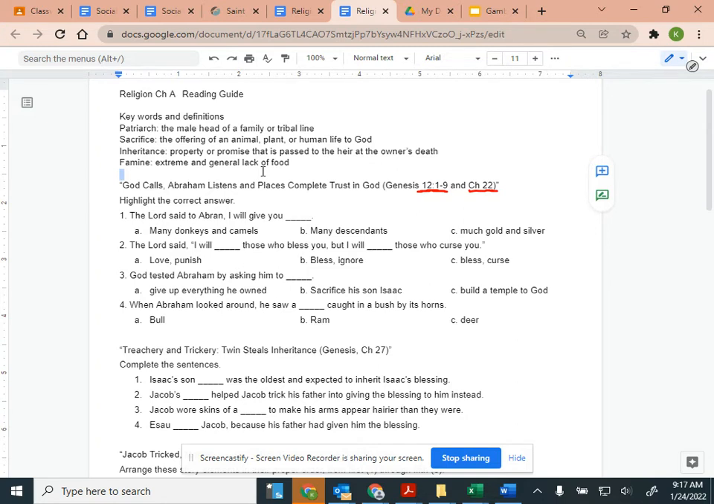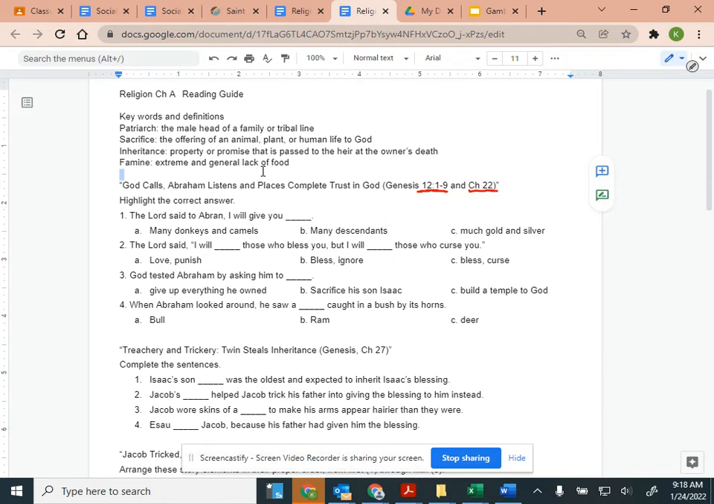So that's the end of chapter 22. Rebecca is going to play a big role in this, so we need to know her name. She's going to come back later in the stories. Why do you think Abraham was willing to sacrifice his son Isaac?